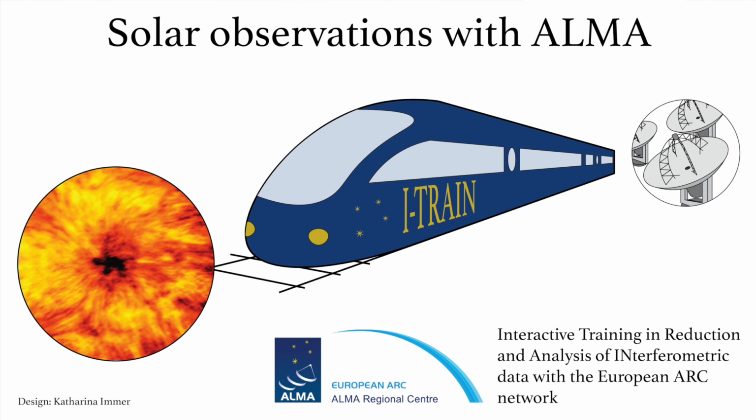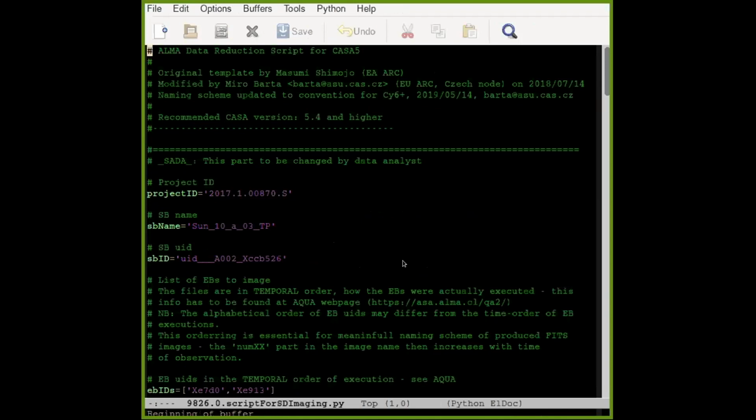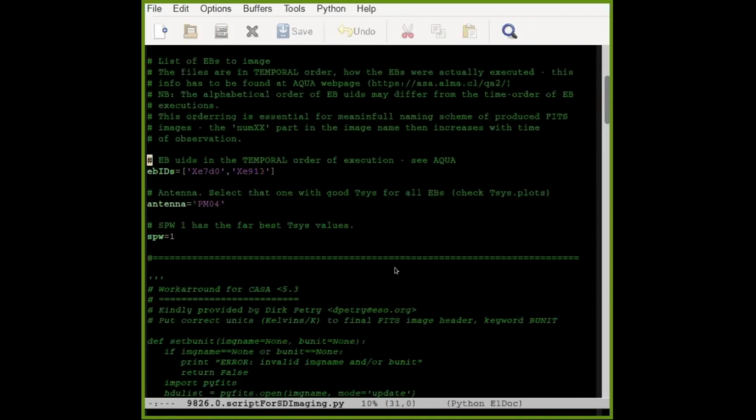It is basically easy. Share. I can see it. Share. So I hope now this SD data script is shared.